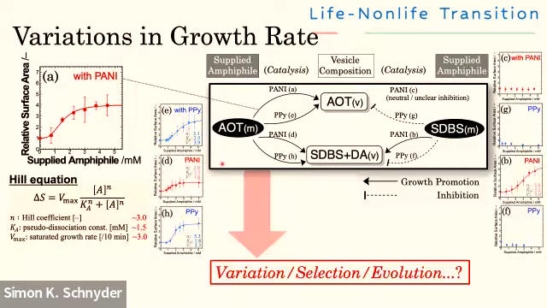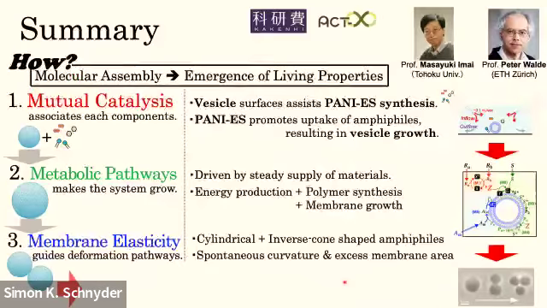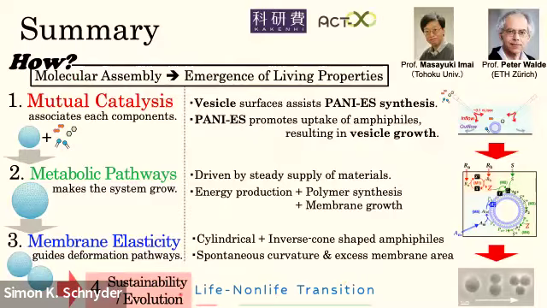So that means that by modulating the composition of the vesicle membrane or polymer, we may construct variation, selection, or evolution by using this vesicle-based system. So the next project will be sustainability of reproduction or evolution of this self-reproducing system. So thank you for listening.